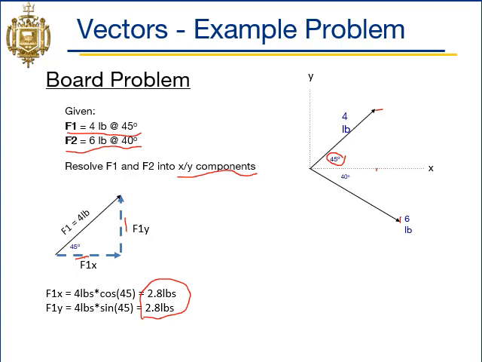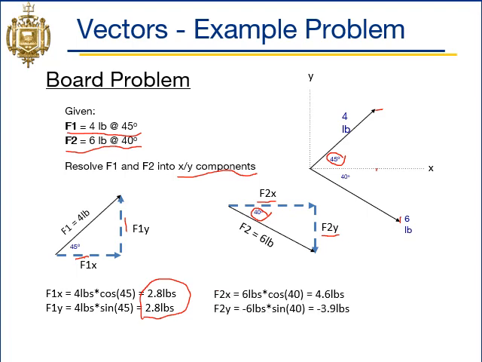So looking at F2, similarly, we have an x component and a y component, with our angle theta being 40 degrees and adjacent to the x side. So we can say that F2x is going to be equal to 6 pounds times cosine 40. And then F2y is going to be negative 6 pounds times sine of 40.